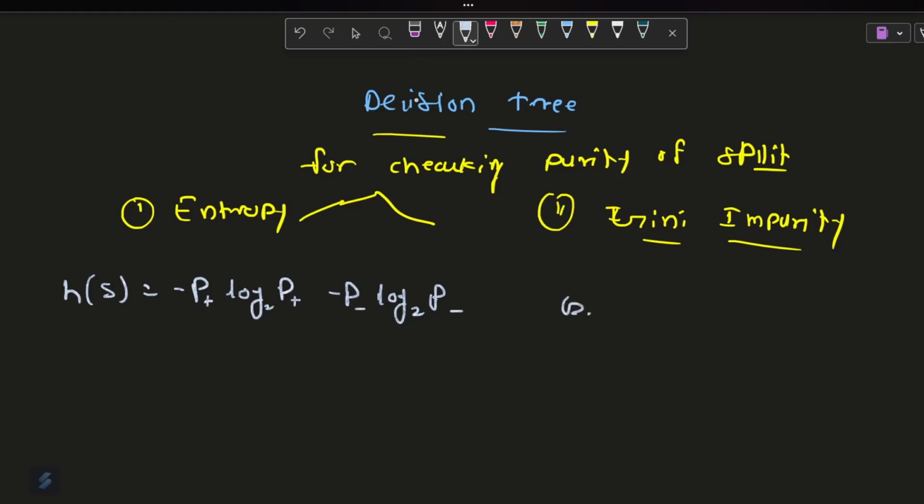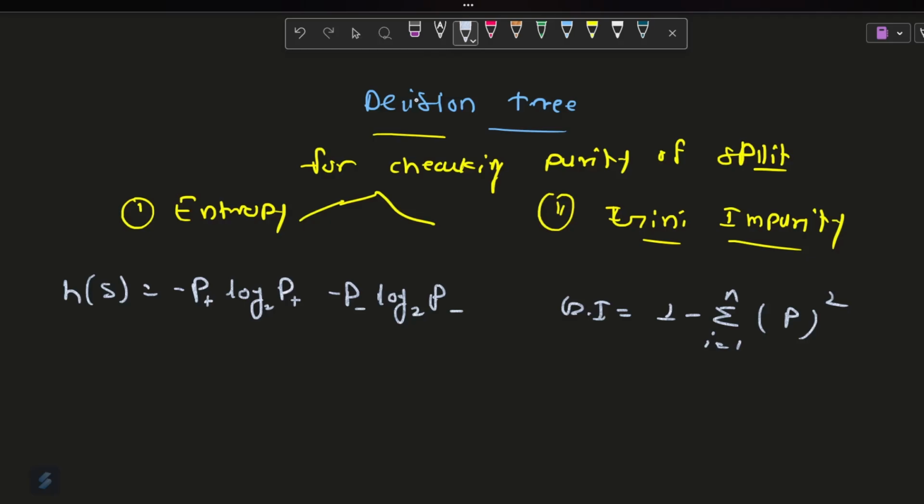Similarly, for Gini impurity the formula is: Gini impurity is nothing but 1 minus the summation of i from 1 to n of p squared. Summation of p squared. What is the p squared? That's all the concept you will understand in that particular video.